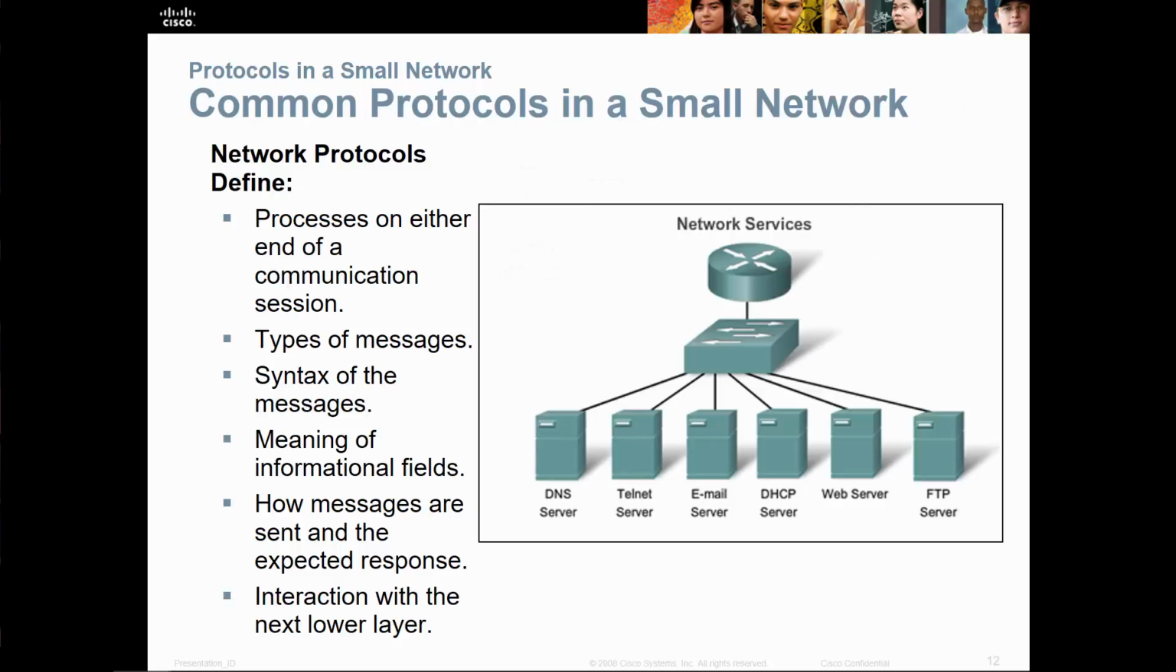Other common protocols and other common services could be things like DNS or Telnet or email, DHCP, web, FTP, secure FTP. These are all common network protocols or network services that aid in the communication of our network. Email could be both an SMTP slash POP or IMAP server. Some of these may be combined. Some of these may be put on the router. Just kind of depends on the overall network.